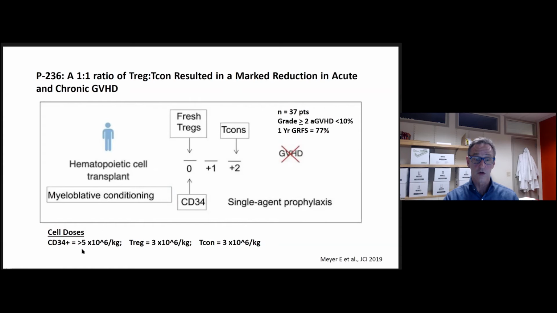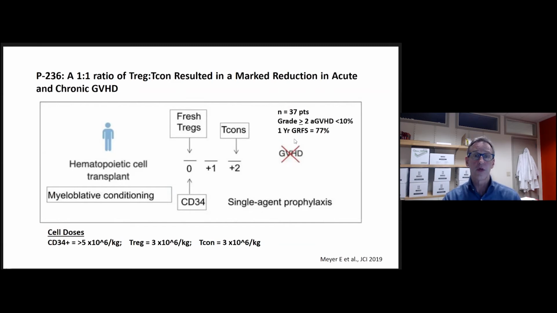The doses are shown here. And then 2 days later, Tcon is infused. And it's just single agent, low dose prophylaxis with tacrolimus. And 37 patients have been treated on this type of protocol. There's very low acute GVHD. So yeah, it's a nice recapitulation of the animal model.